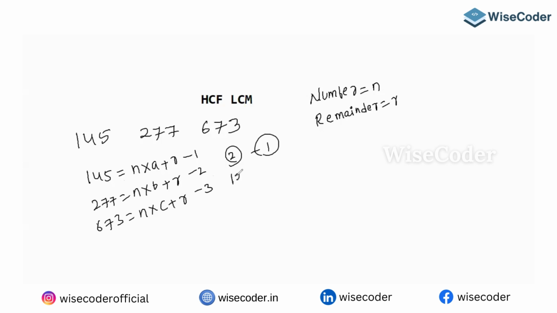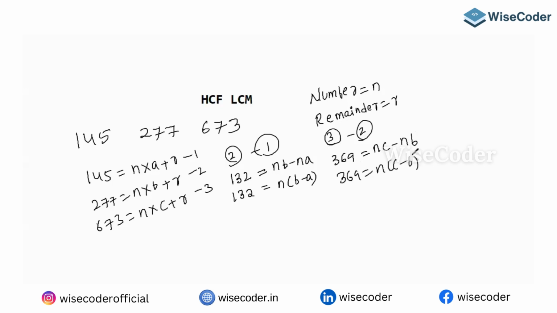that will give you 132. Yes or no? 132. And obviously r will get cancelled. So you can say nb minus na, so you can write this as 132 equals n times (b minus a). If you do 3 minus 2, 673 minus 277, that's going to be 369, which equals nc minus nb. So you can write it as 369 equals n times (c minus b).